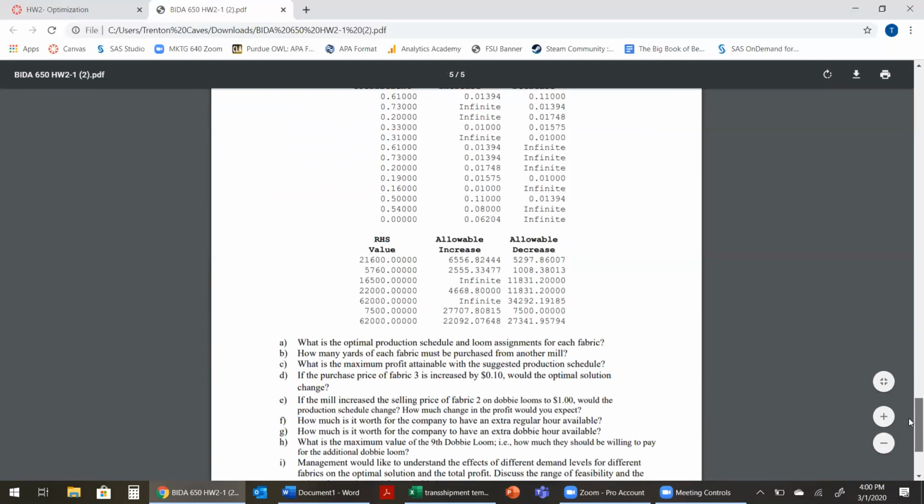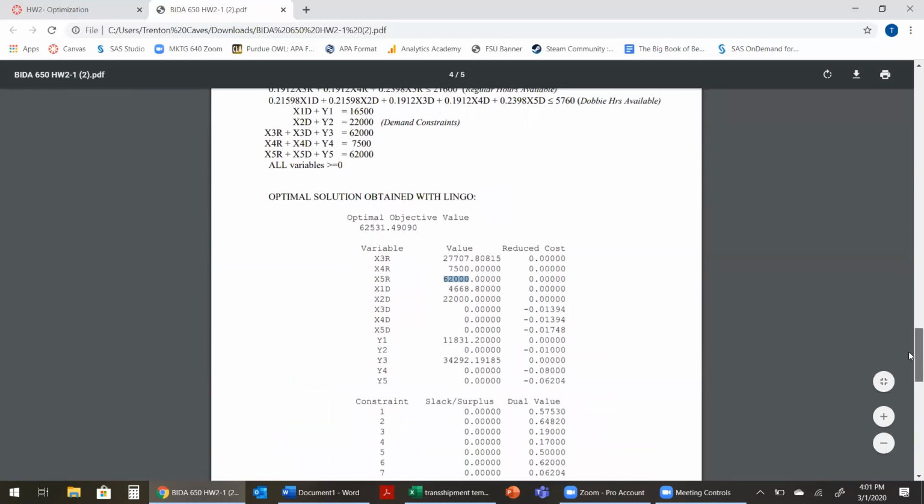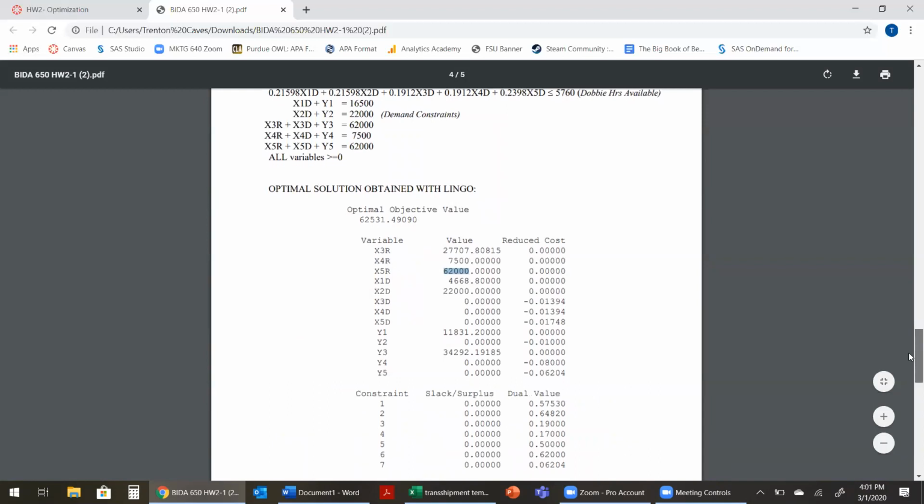So everybody see where in our solution we're figuring the optimal production schedule? So B, how many yards of each fabric must be purchased from another mill? So I just included that in my description of A. So for A, you can tell how much is produced and just stick with the top numbers. And for B, how much is purchased, just stick with the bottom numbers.